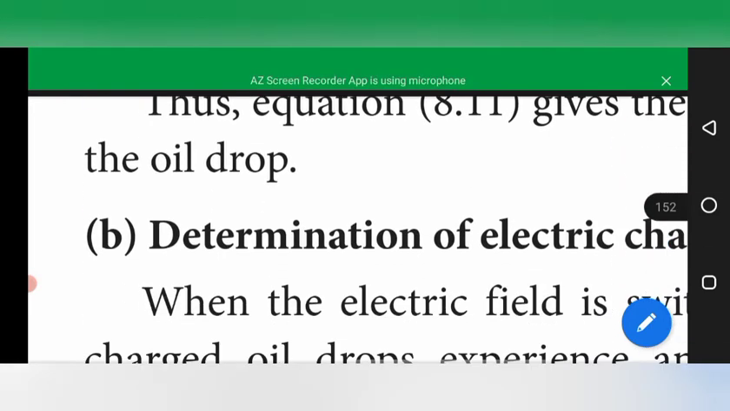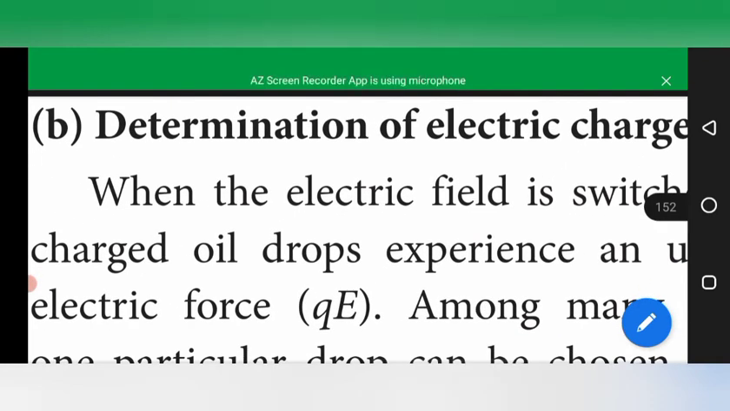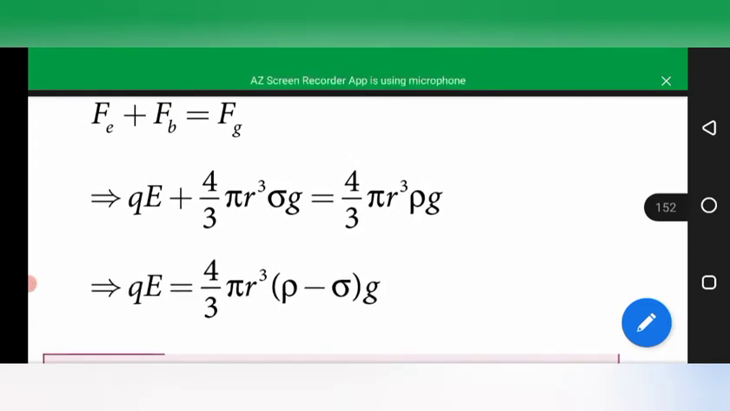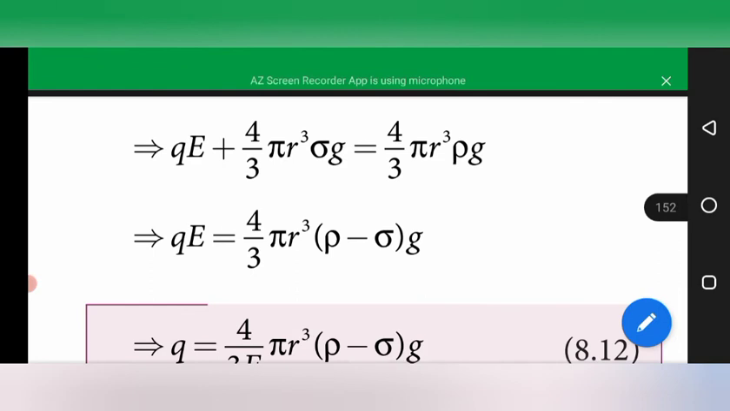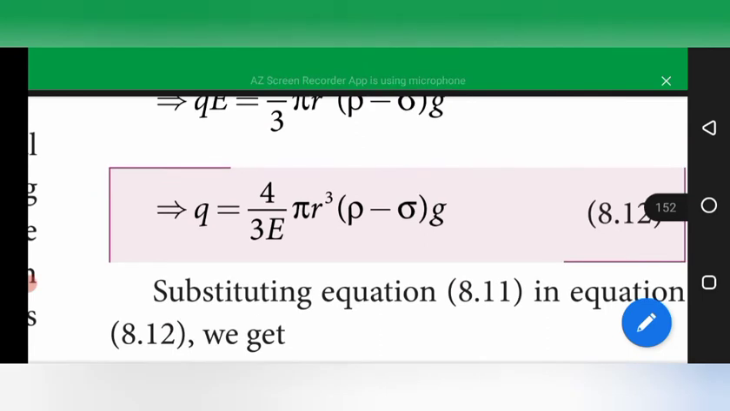Next we have to find the determination of electric charge. Now we apply the electric field and find the electric charge value. According to that, on applying the electric field, Fg is equal to Fe plus Fv. Fe is the electric field force value, that is equal to Qe, plus the buoyant force 4 by 3 pi r cube sigma g, is equal to the gravitational force value 4 by 3 pi r cube rho g. Finally you will find the value of charge Q, and substitute the R value that we already found in this equation.